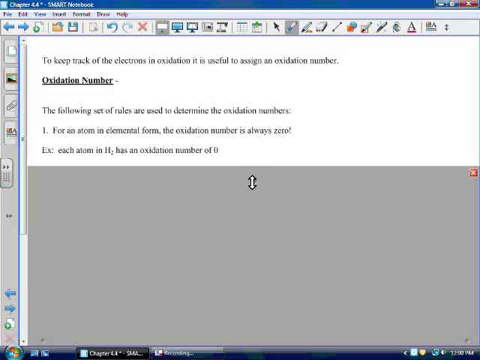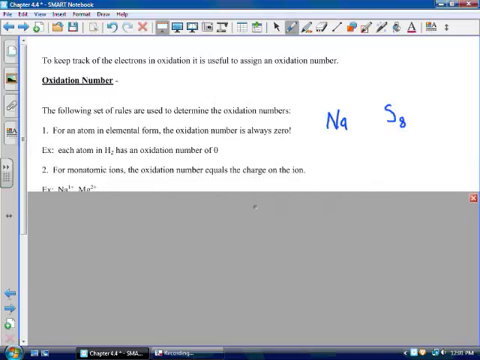Some other examples are if I just see the symbol Na, just plain for sodium metal. By itself, without any charge shown, it will have a 0 oxidation state. If I see another element in a molecular form, like S8, it still is going to have an oxidation number of 0 because that is its natural elemental form. So again, rule number 1, atoms in elemental form have 0 oxidation number.